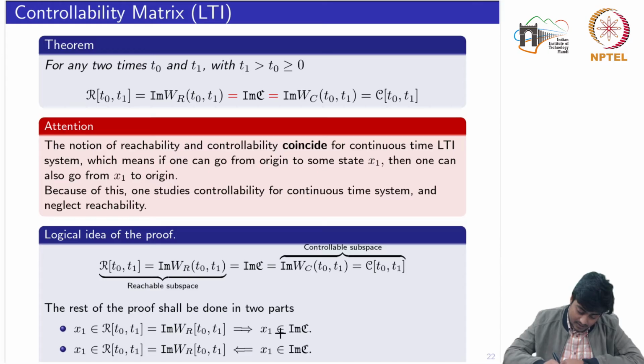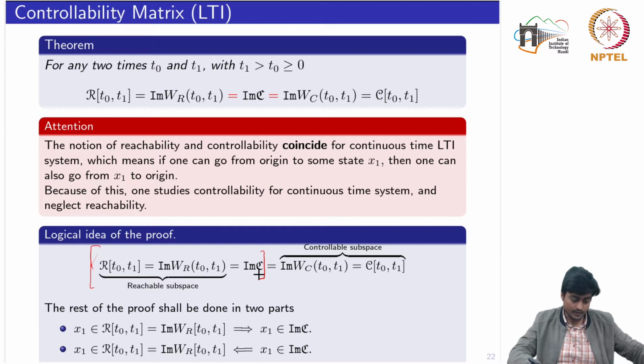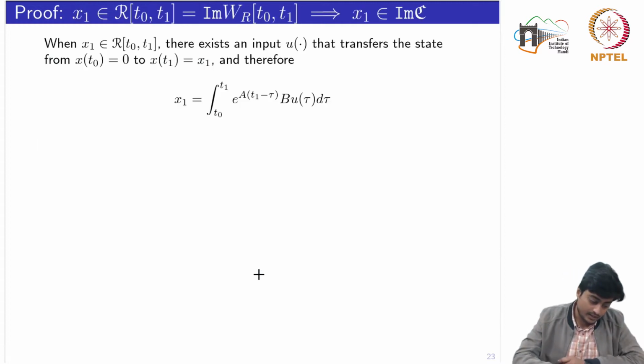Since it is an equivalence, we will close the path by having an implication in the other direction, that x1 belonging to this also implies that x1 belongs to the reachable subspace. So either of these equalities you can prove. We are going to show this part of the proof, because this would then be automatically equal. So let's see the first part.